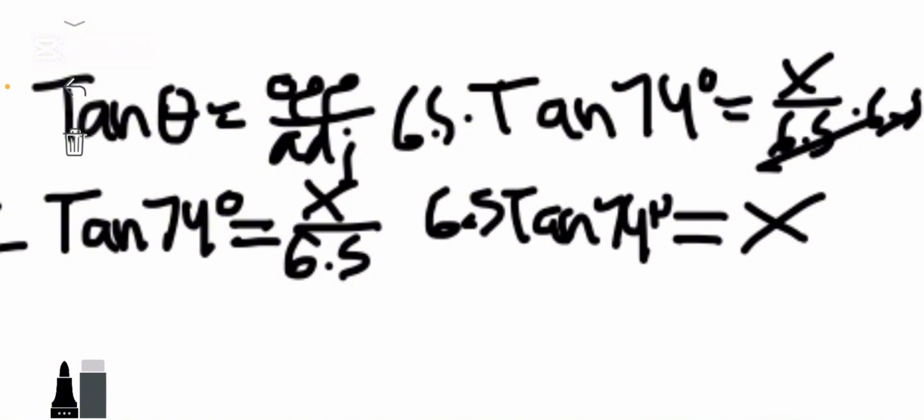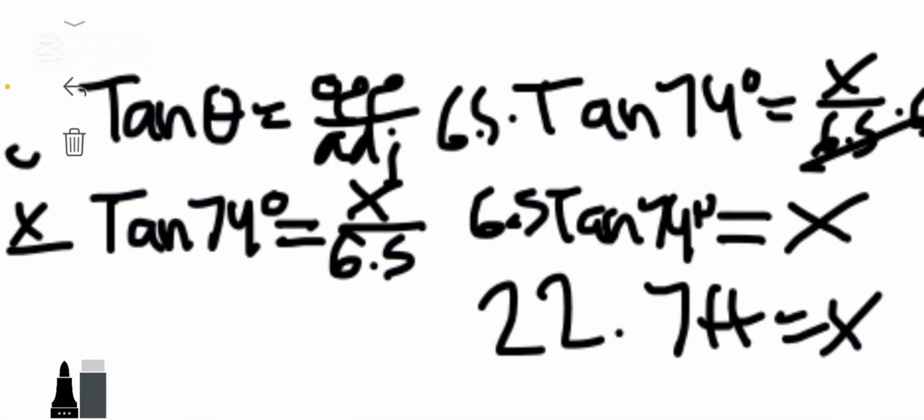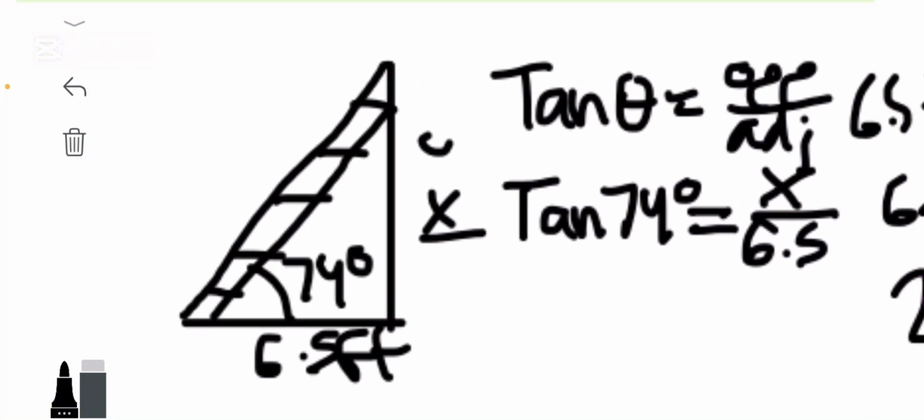Now we can use a calculator to figure this out really quickly. So 6.5 times tan 74, and we're left with 22.7 feet. This is the value of x. So now we know the wall that the ladder is leaning on is 22.7 feet.